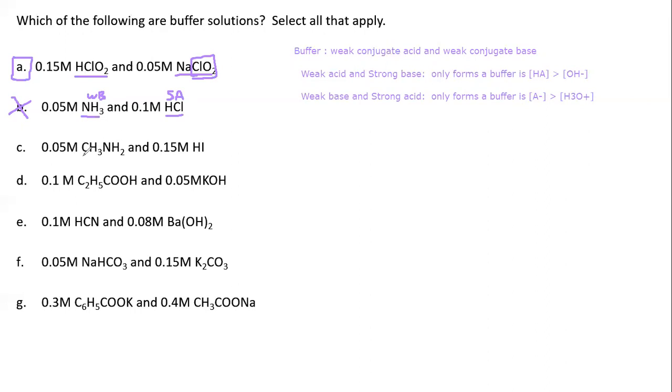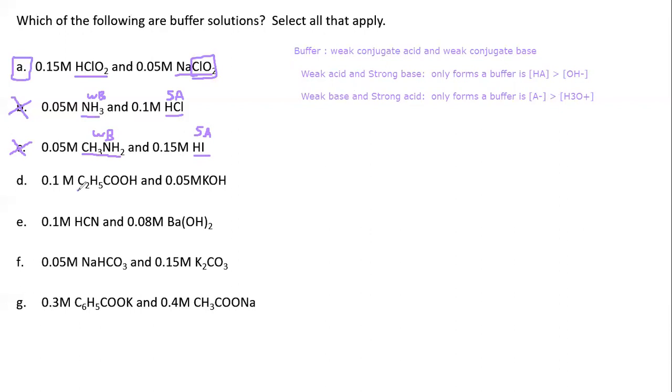Next, we have CH3NH2. This is a weak base. And we have 0.15 molar HI. This is the strong acid. So we ask the question, is the concentration of weak base greater than that of the strong acid? The answer is no.